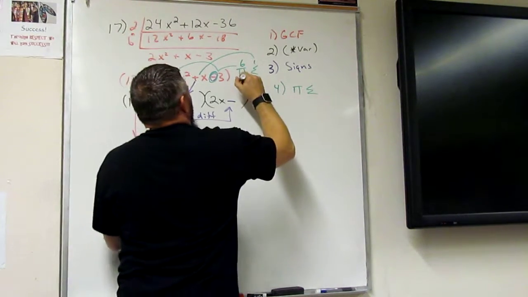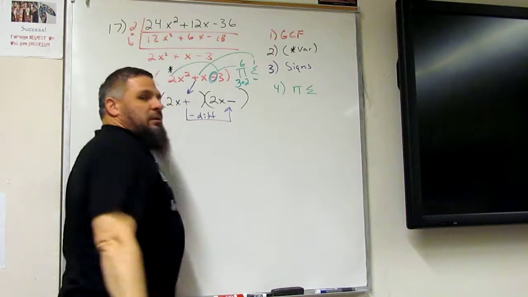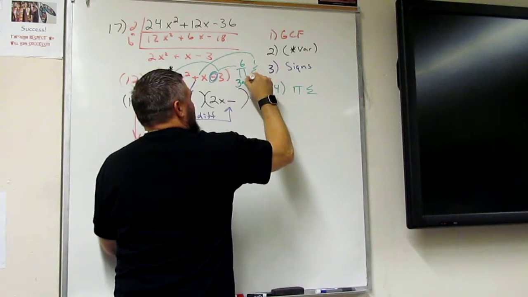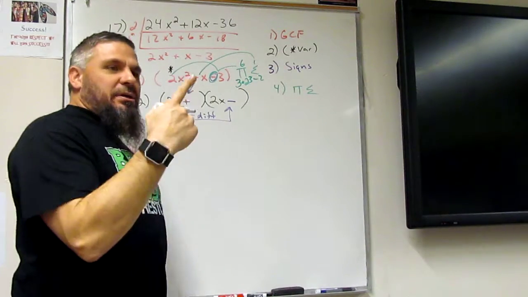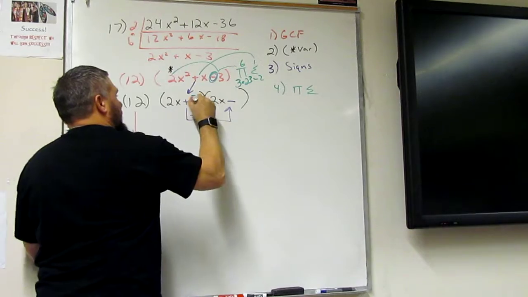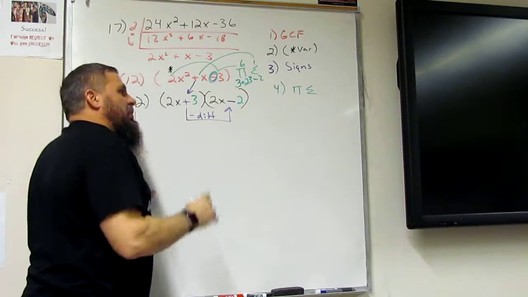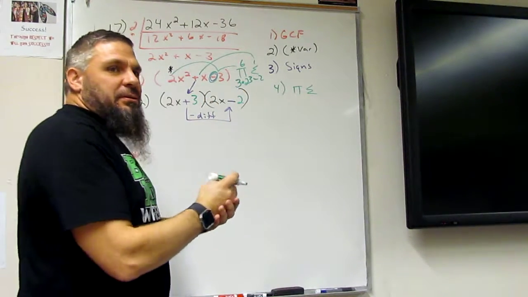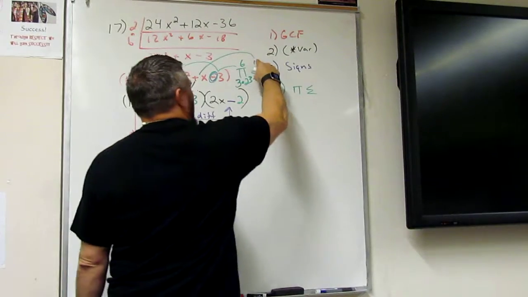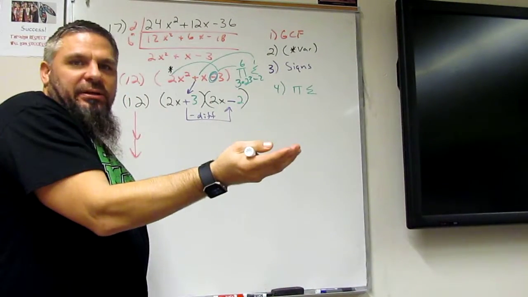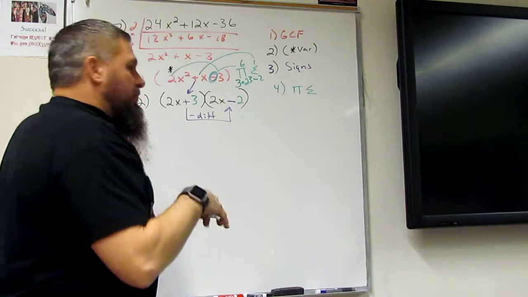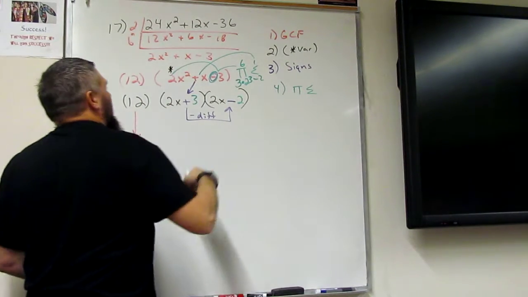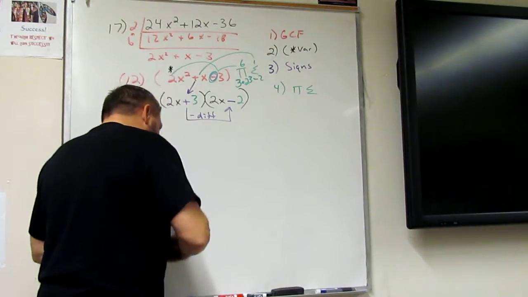Look at that. And 3 minus 2 is 1. And it works. 3 and 2. Now remember, we want to put the big number first. 3 minus 2 is 1, not 2 minus 3 is 1, right? 3 minus 2 is 1. Alright, so that's that step.